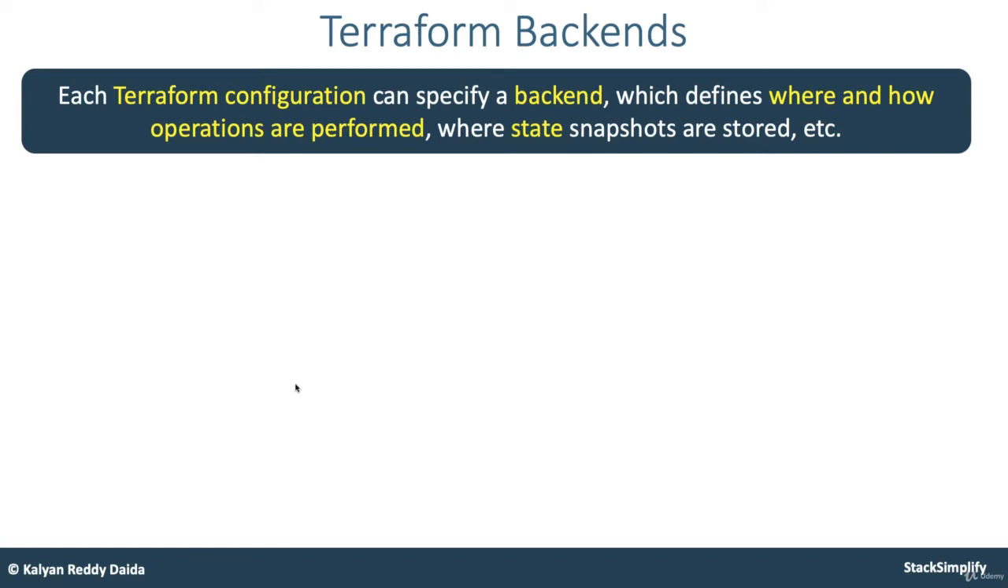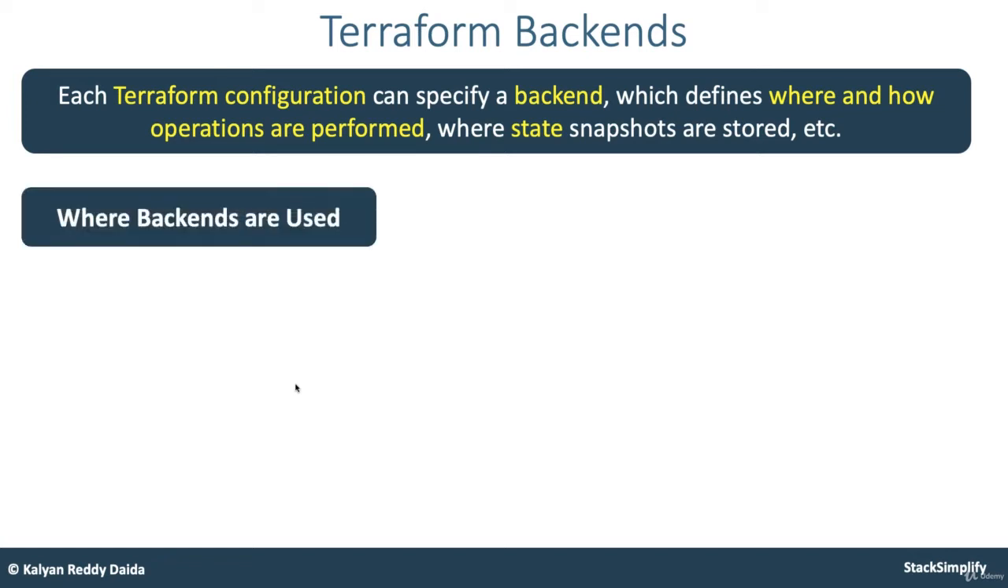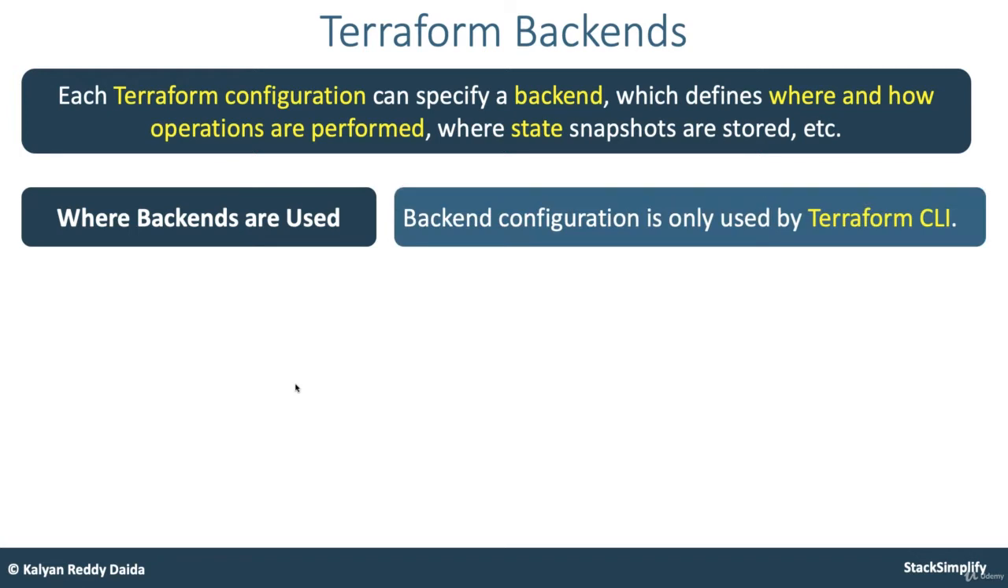Each Terraform configuration can specify a backend which defines where and how operations are performed, and where state snapshots are stored. That's called the high-level Terraform backend. So where are these Terraform backends used? Backend configuration is used only by Terraform CLI. So what does this "only by Terraform CLI" mean?